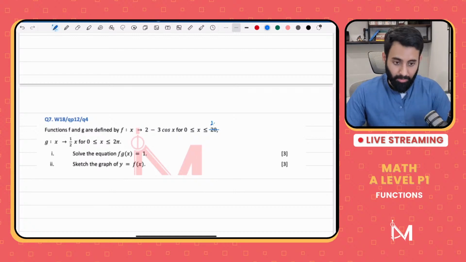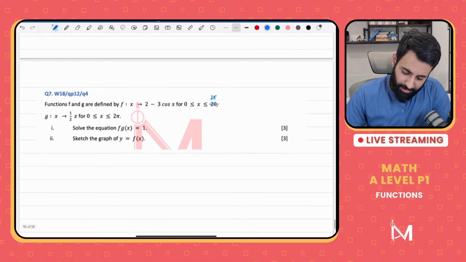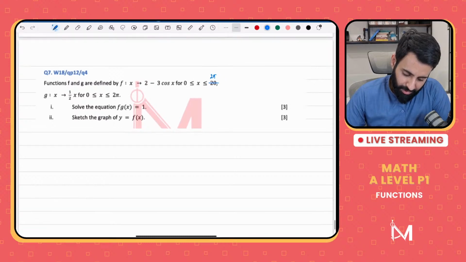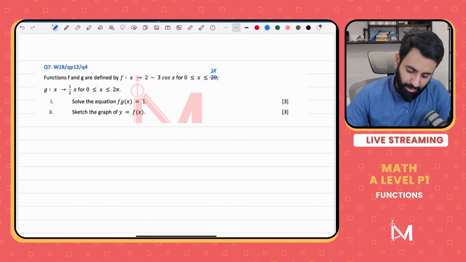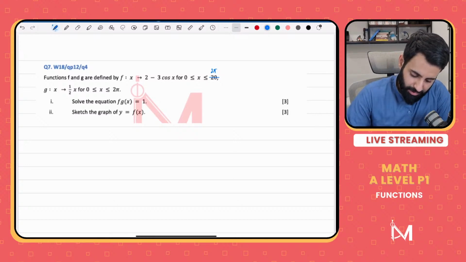Okay, now, functions f and g are defined by f of x is equal to 2 minus 3 cos x for x greater than or equal to 0, less than or equal to 2 pi. And g of x is equal to half x for x greater than or equal to 0, less than or equal to 2 pi. Solve the equation f of g of x, which is equal to 1. Okay, f of g of x equals 1.